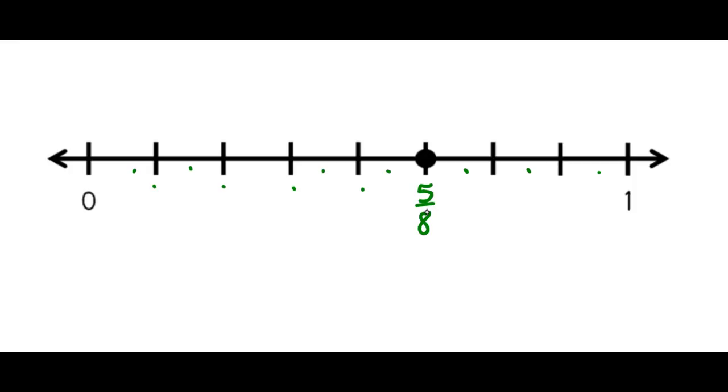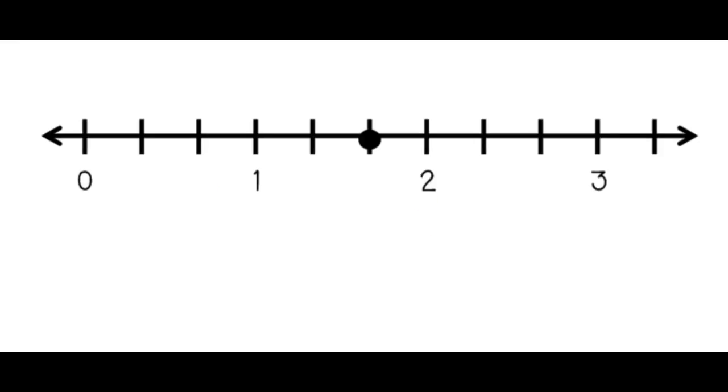Okay, so let's go and do another one. Oh, different one this time. Now we have a scale from 0 to 3. Our dot is between 1 and 2. So this is going to be a mixed number. So our first mixed number here.